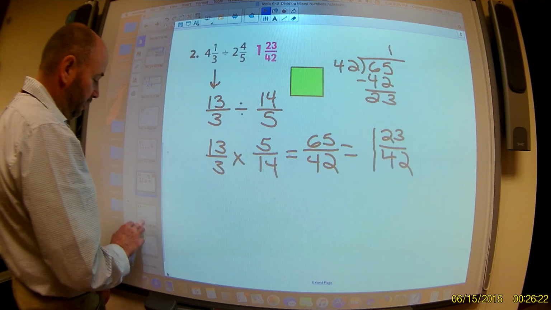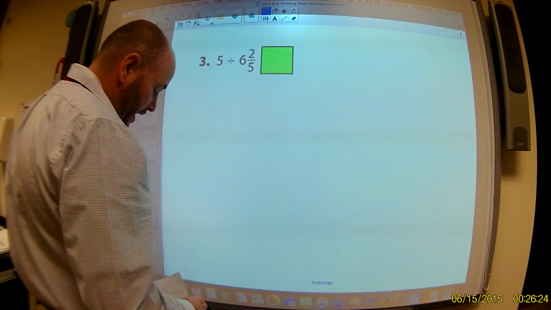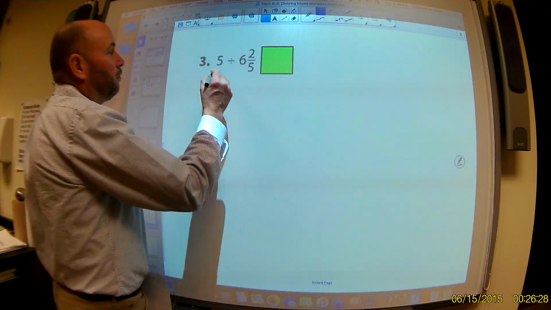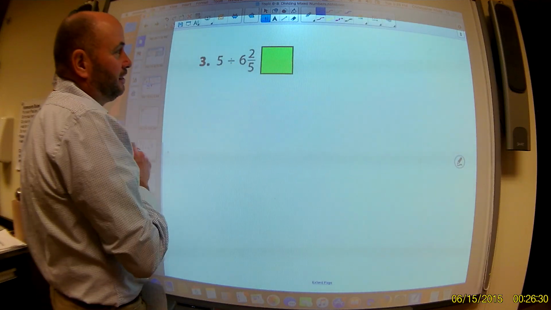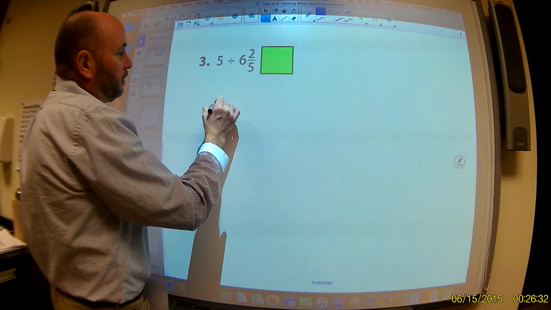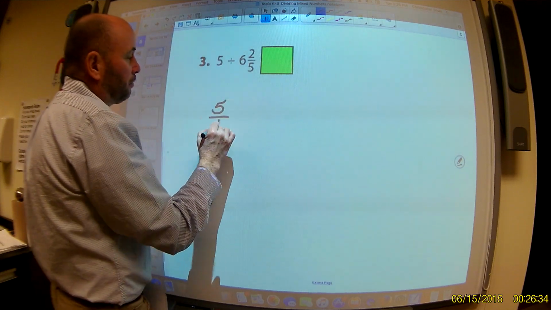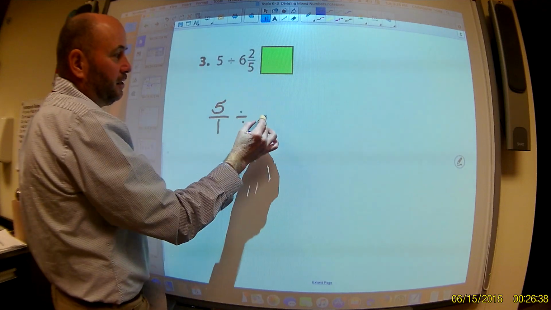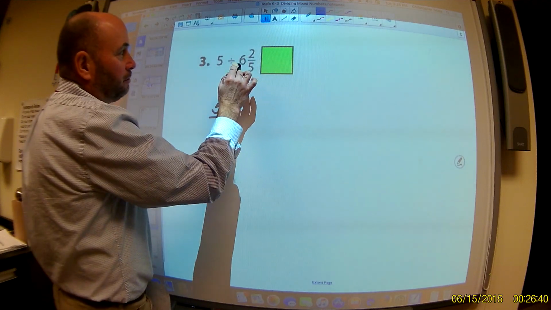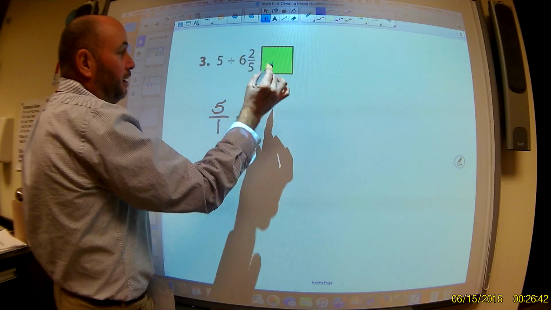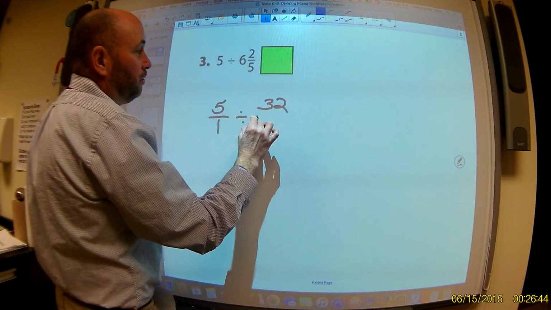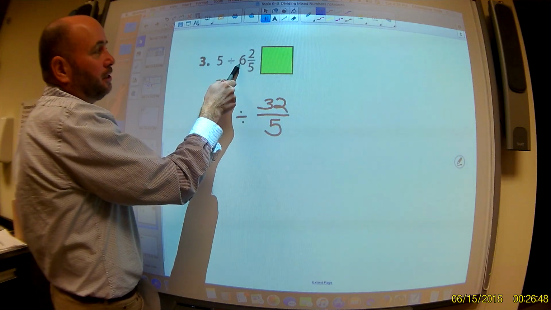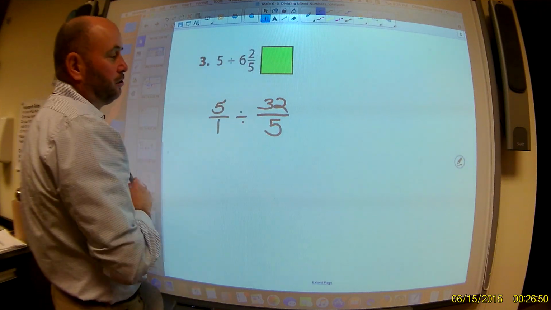Okay, let's take a look at example 3. Now, example 3, what we have here is slightly different. We have 5 divided by 6 2/5. We're going to turn 5 into an improper fraction, and 6 2/5 into an improper fraction. 5 times 6 is 30, plus 2 is 32 over 5. Okay, again, 5 times 6 is 30, plus 2 is 32.